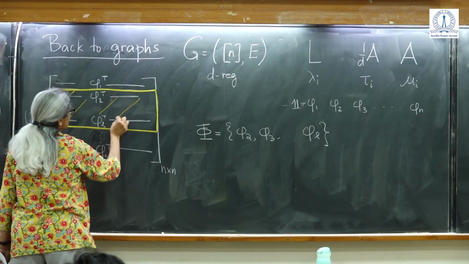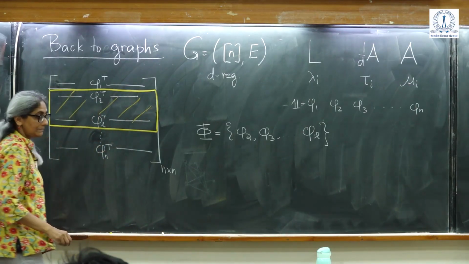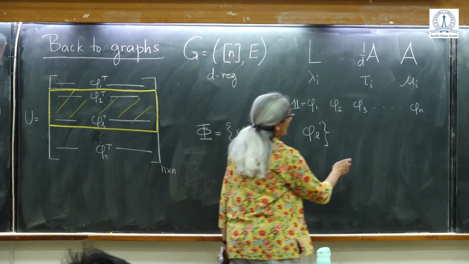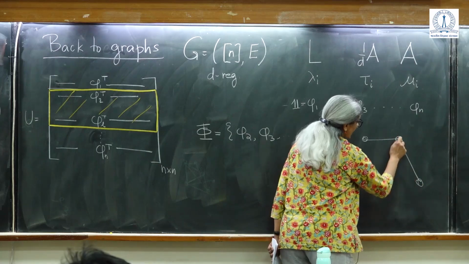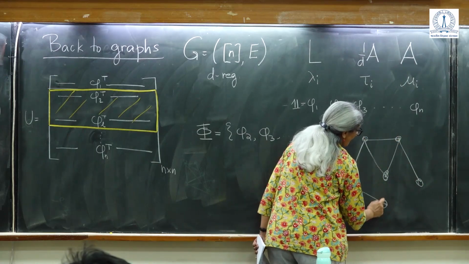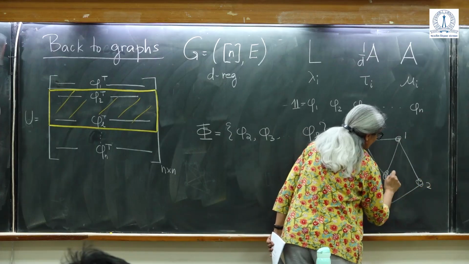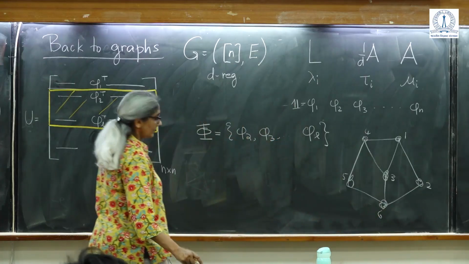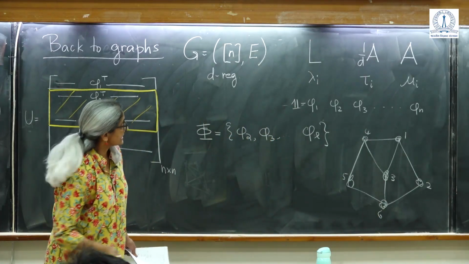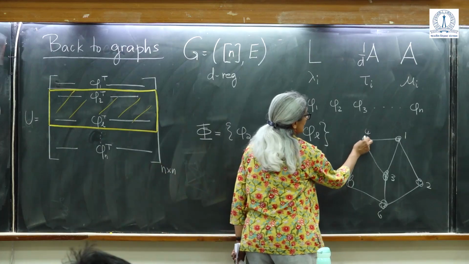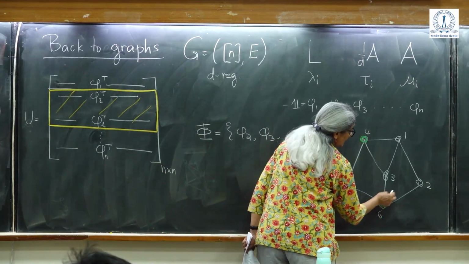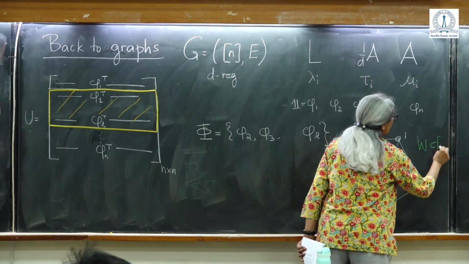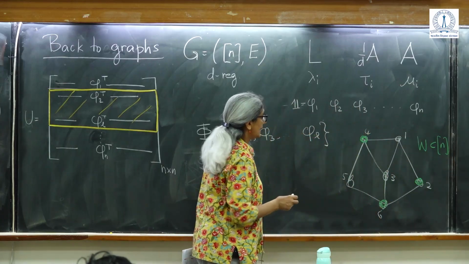So these are the ones I want to average, okay? So how do I want to average? What I'm trying to do is, this is my graph, let's say they're numbered 1, 2, 3, 4, 5, 6, these are the vertices, okay? We're trying to find a subset of these vertices, so maybe this one, and that one, and that one. This is a subset W inside N. I'm trying to find a subset with weights.